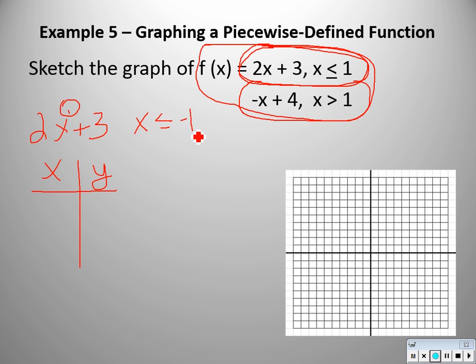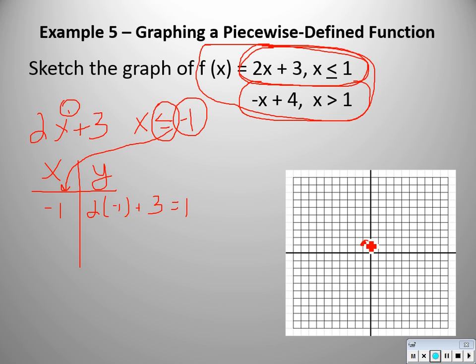The first point that I always want to put in my XY table is whatever this value is here. So I'm going to put this negative 1 in first. And when I do 2 times negative 1 plus 3, I get positive 1. That's one of the points that's going to go on the graph. And since in this particular instance x is less than or equal to negative 1, I'm going to put a closed circle on the graph. So I'm going to have a point that's going to go here, and it's going to be a closed circle because x is less than or equal to negative 1.